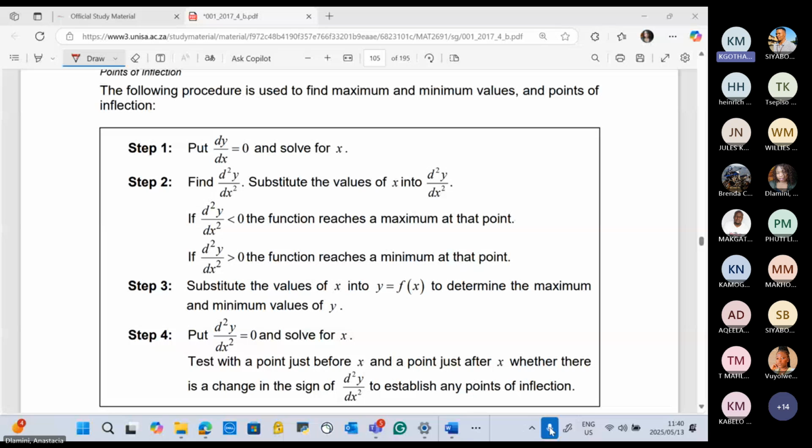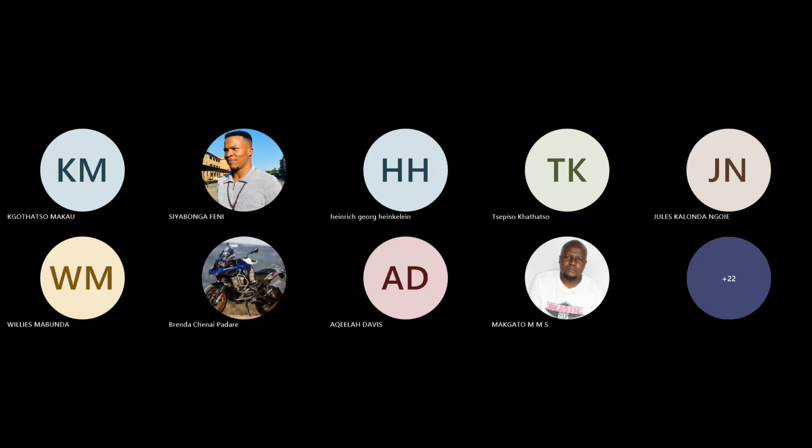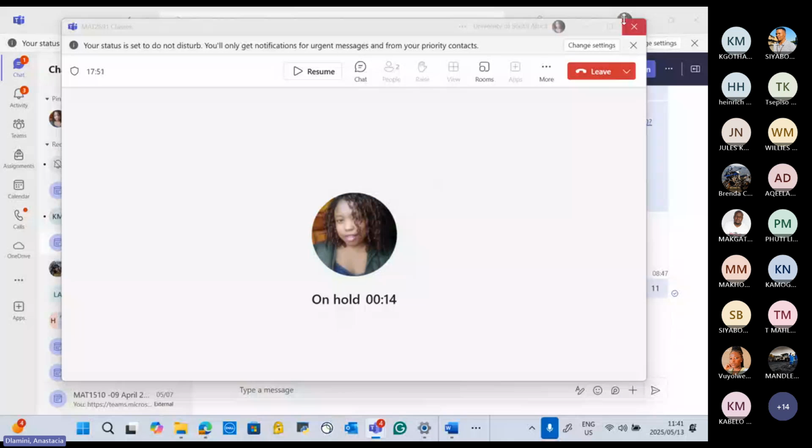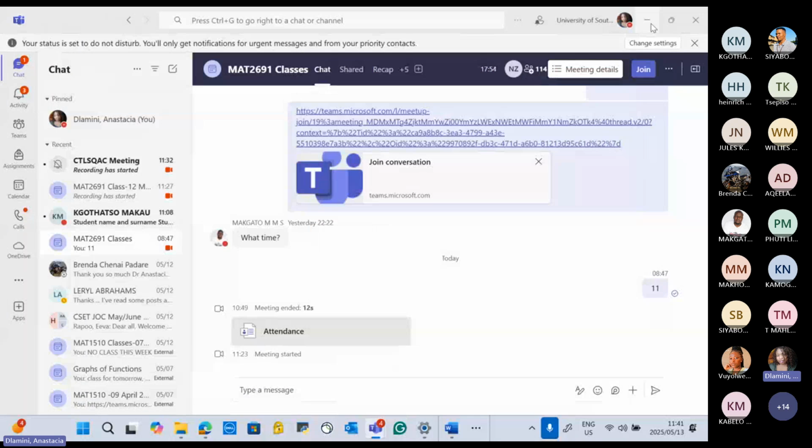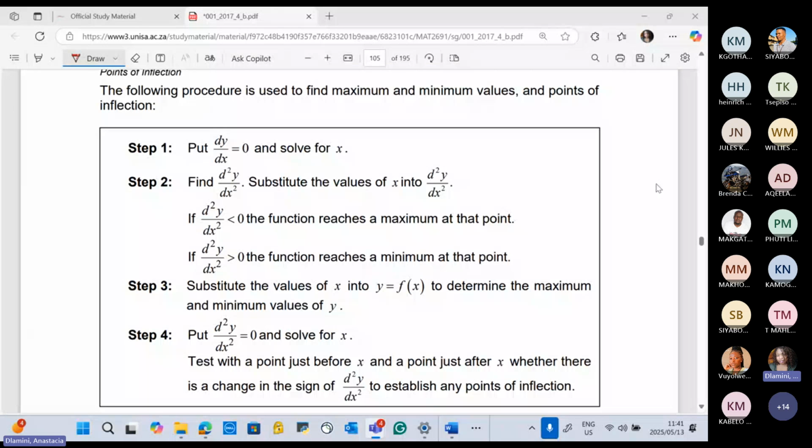So step 1, we're basically finding the critical points, right? The screen is gone on my side. Maybe your screen disappeared. I think I left the meeting by mistake. Okay. Can you see the screen now? Yes, we can. Yes, ma'am. And let's not have only one person or 2 people. Let's have 5 and more people discussing. All right. So what is step 1 saying?